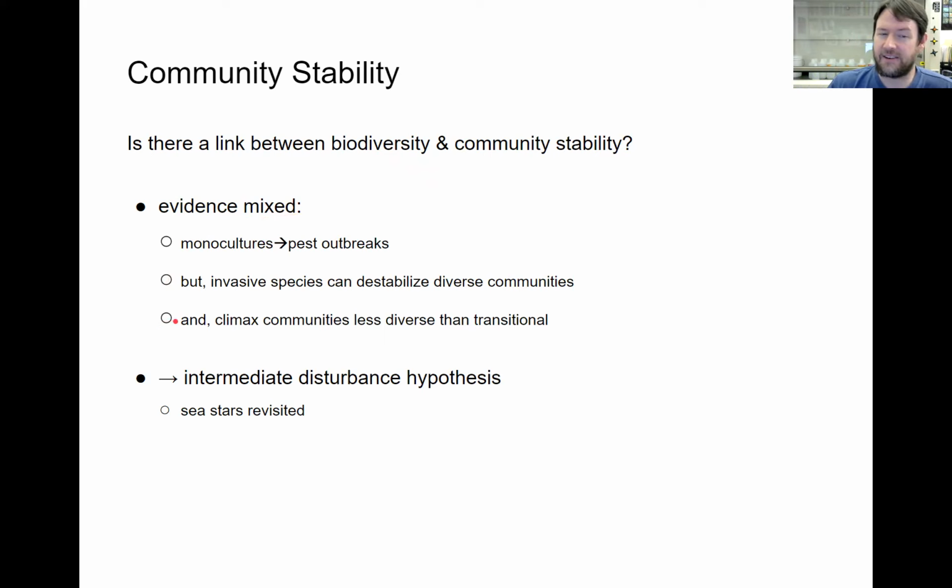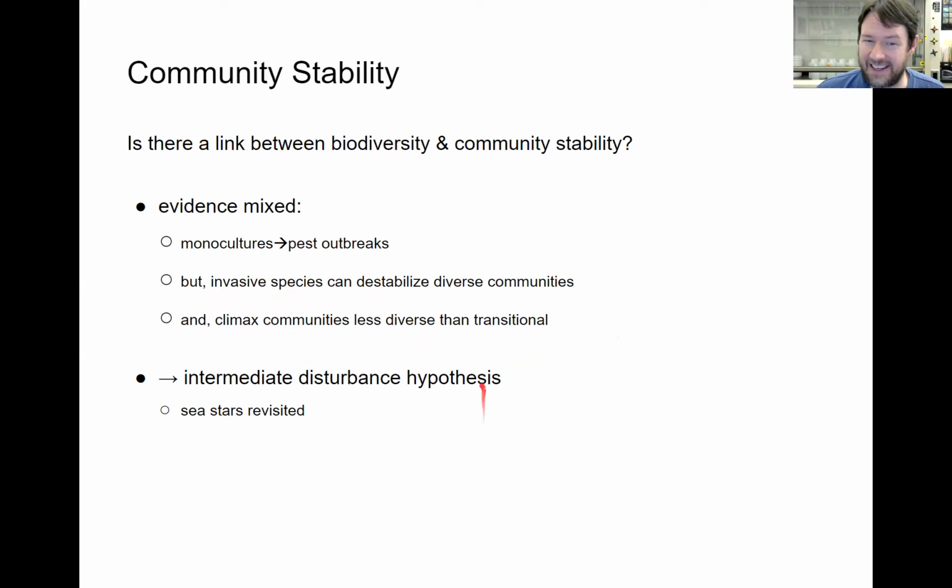Okay, and then another way that can shake out is with climax communities. That endpoint of succession, those communities are actually less diverse than the transitional communities. Those transitional communities might have some intermediate species and some climax species all mixed together. But then over time, those climax species outcompete the others. So really the endpoint of succession is a stable community that is actually a little bit less diverse. So all that is to say that, well, it's hard to say.